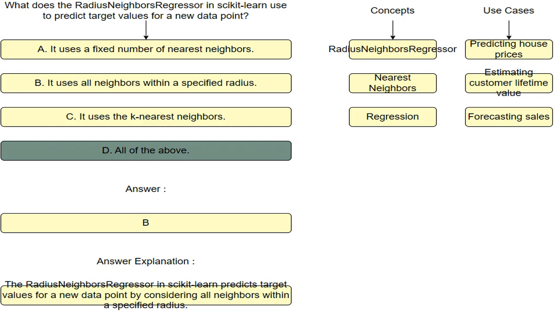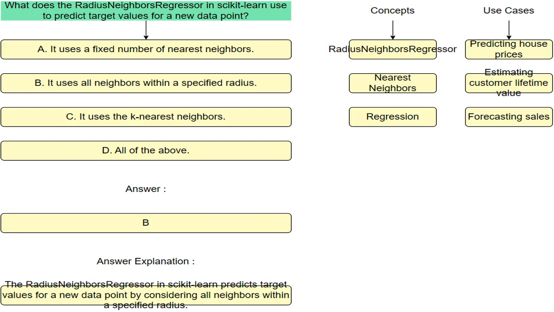Correct. The radius neighbors regressor in sklearn uses all neighbors within a specified radius to predict the target value for a new data point. It considers all data points within the given radius around the new data point to make a prediction. Radius neighbors regressor. Incorrect. This describes the k-neighbors regressor, not the radius neighbors regressor.